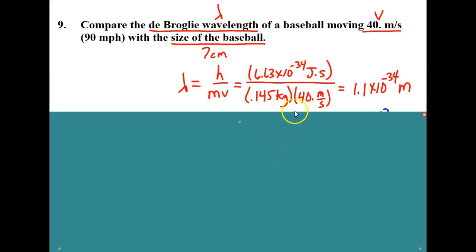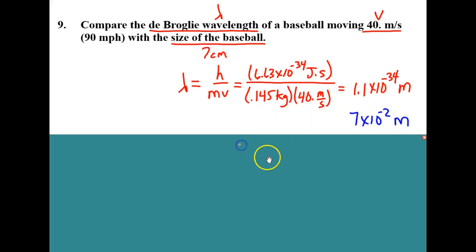We go ahead and we do the calculation. We get 1.1 times 10 to the negative 34 meters. So compared to 7 times 10 to the negative 2 meters, this wavelength is much, much, much smaller. It's not even detectable on the electromagnetic wave spectrum.